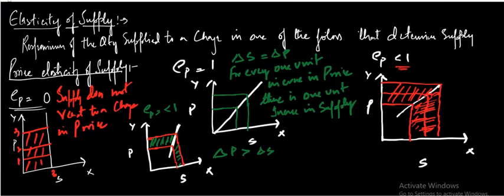Now let me consider one more thing. If we extend this curve, it is going to cut the supply axis, or the quantity axis. We dot it down.